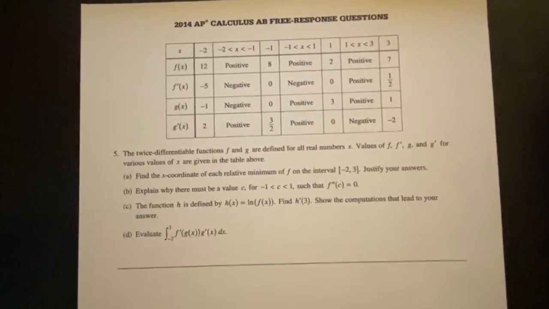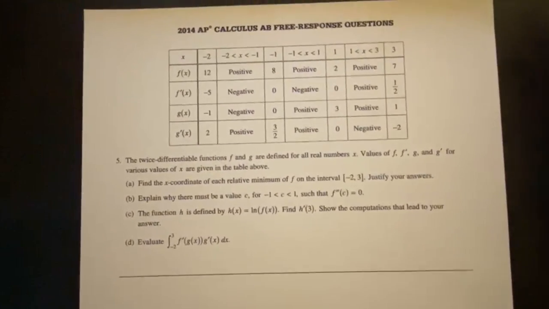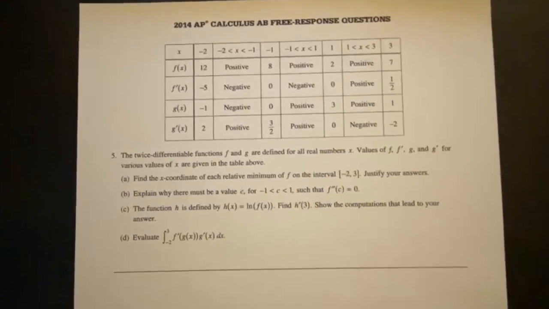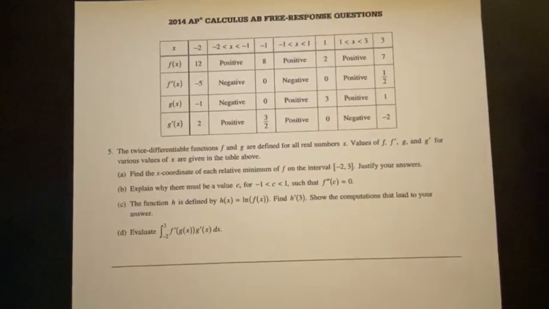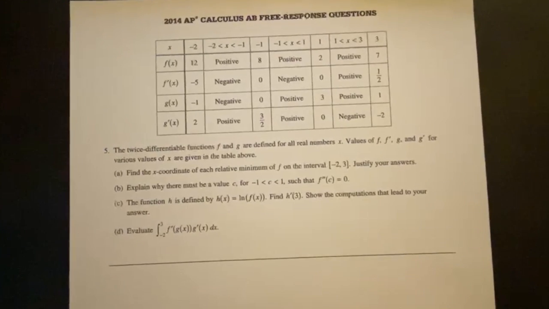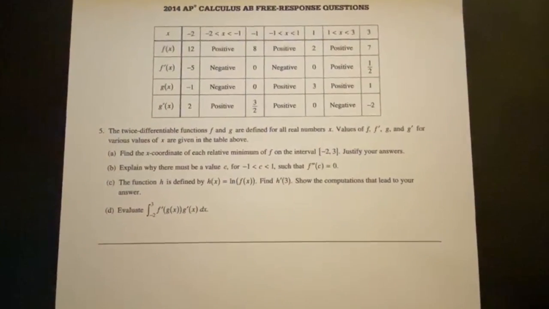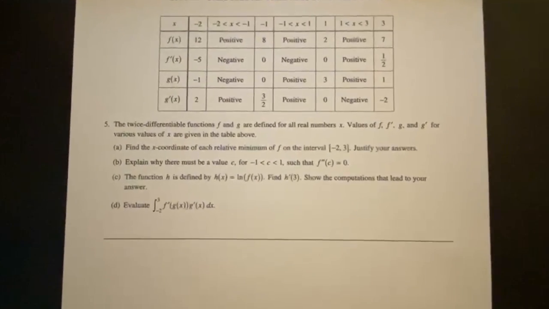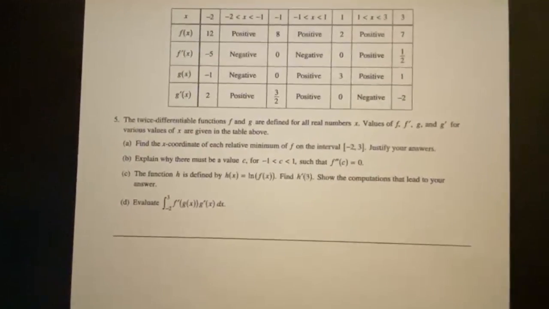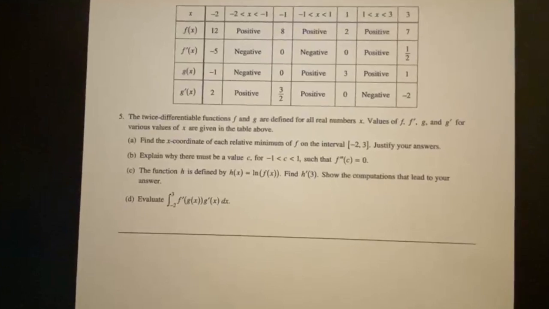So my group's doing question number 5, and I'll be doing part A. So part A is asking, find the x-coordinate of each relative minimum of f on the interval -2 to 3. Then justify your answer. So we have to find a relative minimum. But before we can even find a minimum, we have to find the critical points.